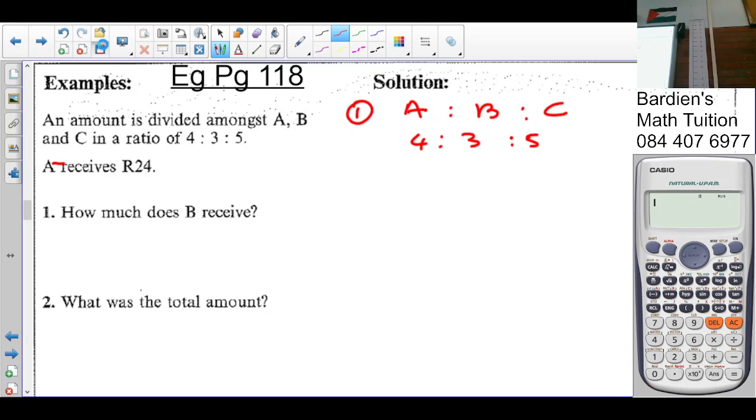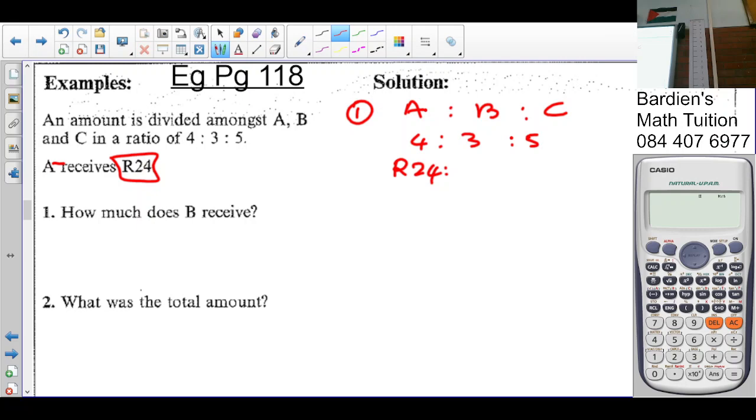Then we are told A receives 24 rand. So under the A category, you put your 24. Okay. Can you see this is not the total? That is only what A receives. Not so. If they told us that 24 rand is the total, then I would add them all up and divide by 24. Not so. But A is the only one who receives 24 rand. The question says, how much does B receive?